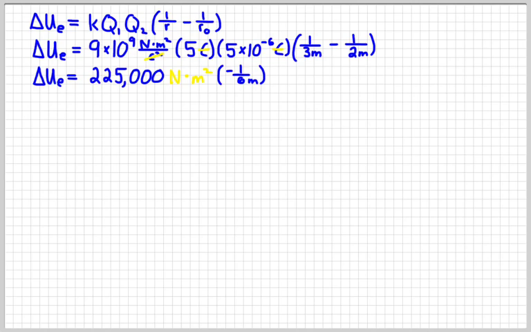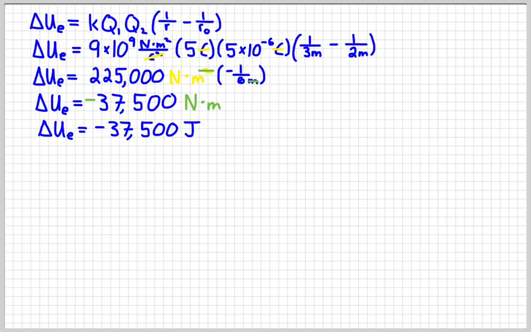And the negative sign shouldn't surprise you because this thing is losing potential energy. We should get a negative sign for our answer. So if you divide 225,000 by 6, you get something like 37,500. One of those meters cancels out with the meter next to the 6, because one's on top of the fraction, one's on bottom, leaving us with Newton times meter. And then a negative times a positive gives you a negative. And remember, a Newton times a meter is a joule.